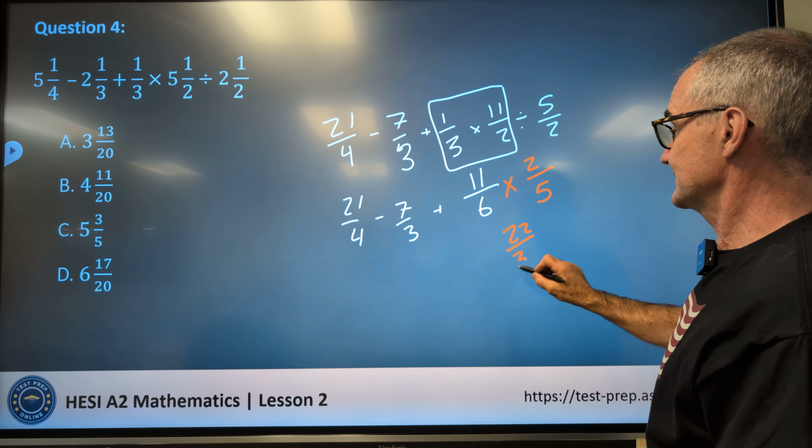315 minus 140. 5 minus 0. Got to borrow here. 11 minus 4, 7. 175. So this 315 minus 140, 175, plus that 44 gives me 9, 11, carry the 1, 219. So I have 219/60. From there, I'm looking at my answers, and I could see that 60 goes into 219 less than 4 times, so it has to be answer A.